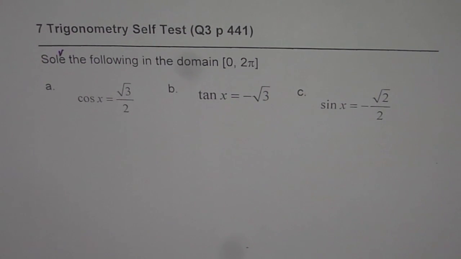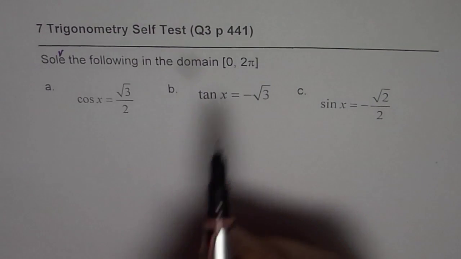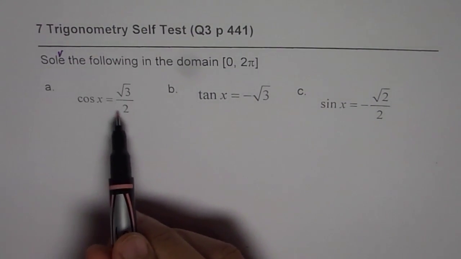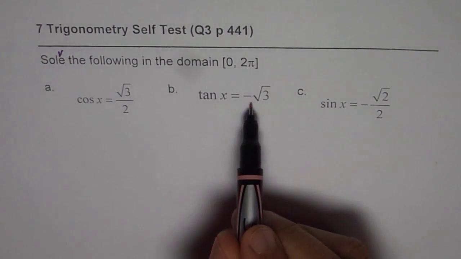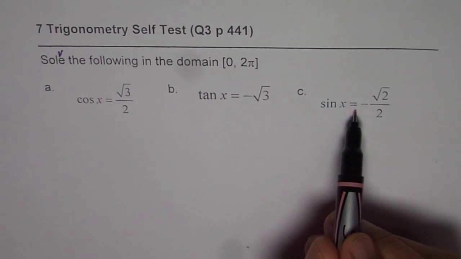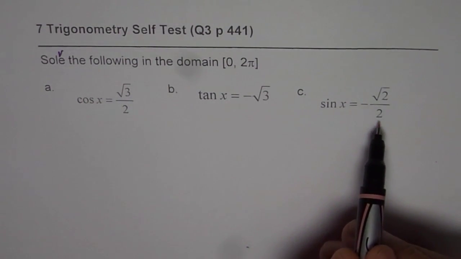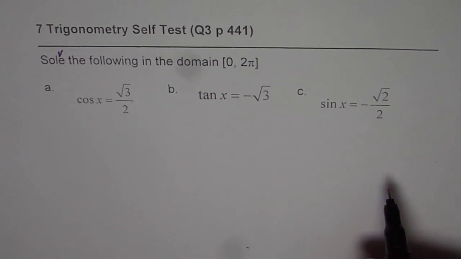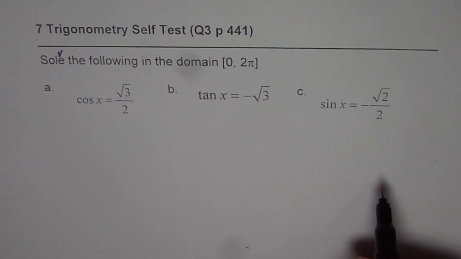The question is, solve the following in the domain 0 to 2 pi: cos x equals square root 3 over 2, tan x equals minus square root 3, and sin x equals minus square root 2 over 2. Now to find the solution of this kind of equation, we need two things.